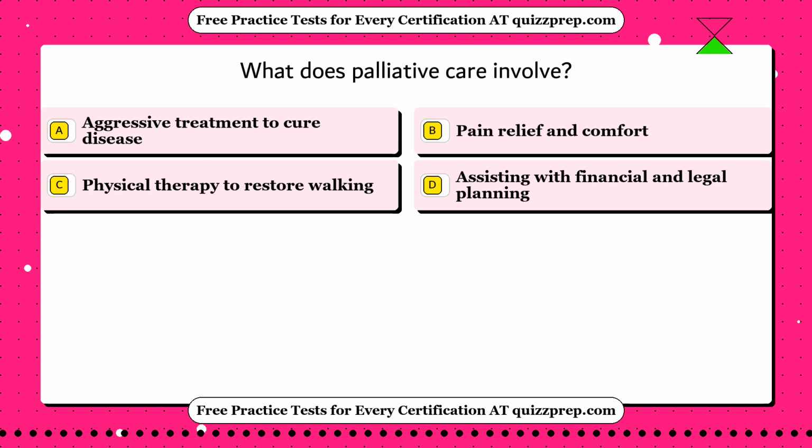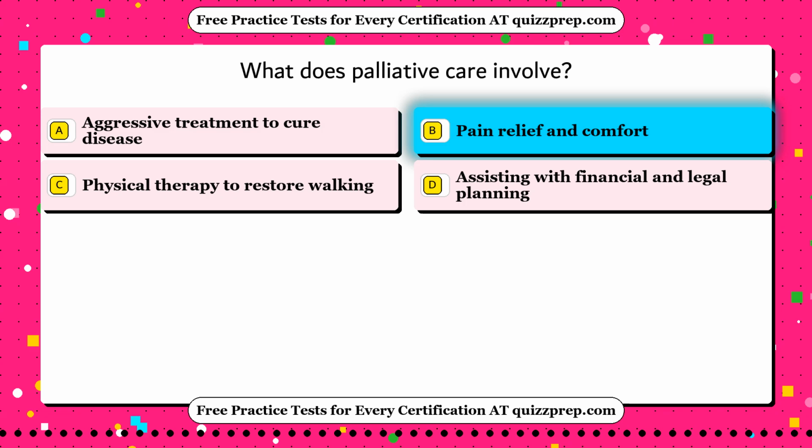Question 49. What does palliative care involve? Option A. Aggressive treatment to cure disease. Option B. Pain relief and comfort. Option C. Physical therapy to restore walking. Option D. Assisting with financial and legal planning.